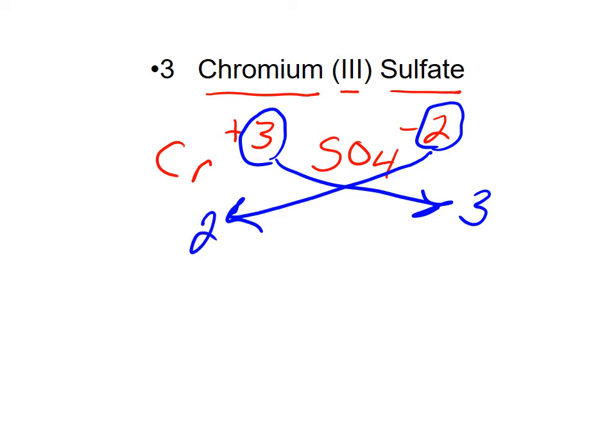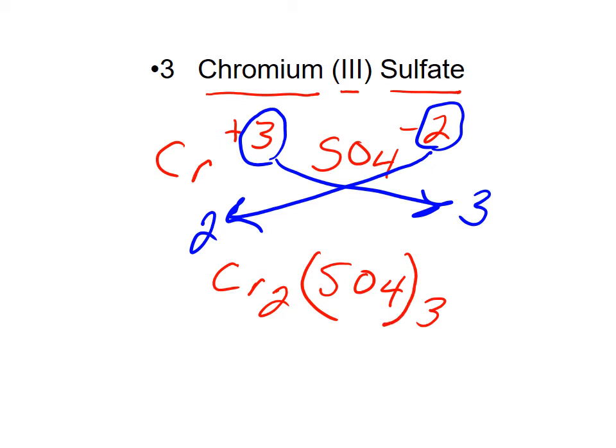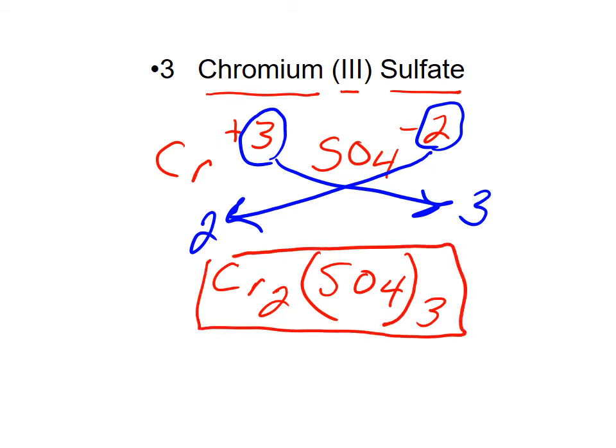So what we have now is Cr2 (SO4) with a 3 outside it, but since it's polyatomic, we have to have a parenthesis around it. So chromium 3 sulfate.